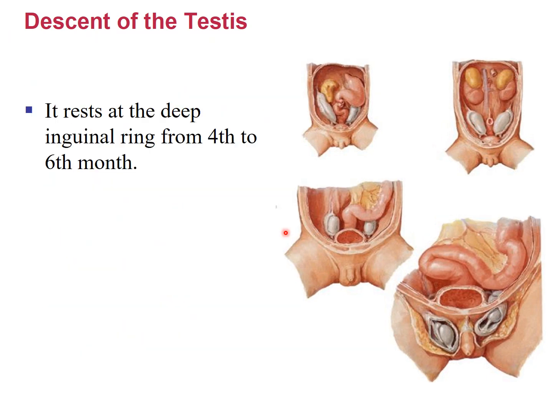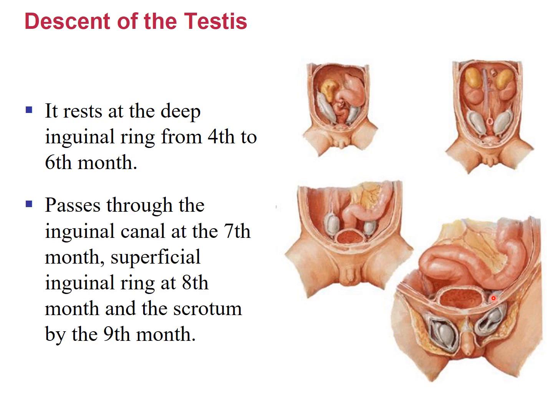It rests at the deep inguinal ring from 4 to 6 months. Then it passes through the inguinal canal at the 7th month. It reaches the superficial inguinal ring at the 8th month and the scrotum by the 9th month.